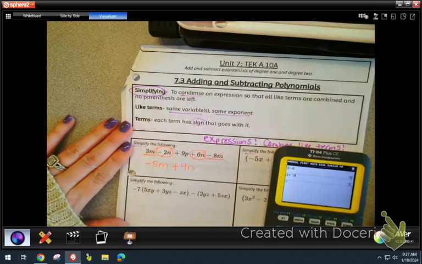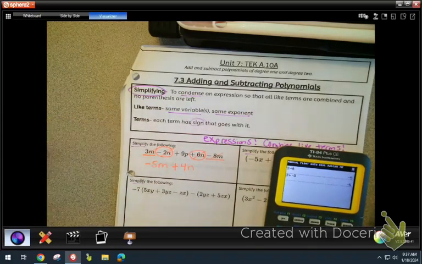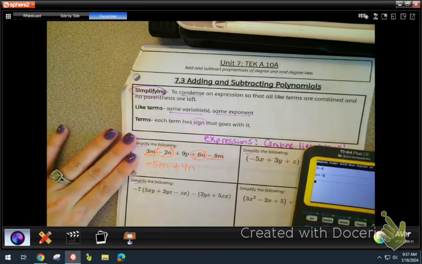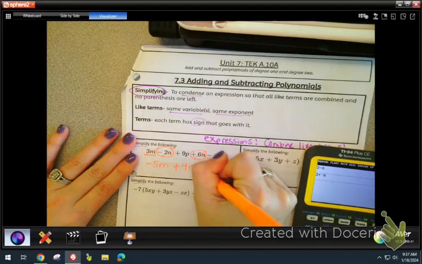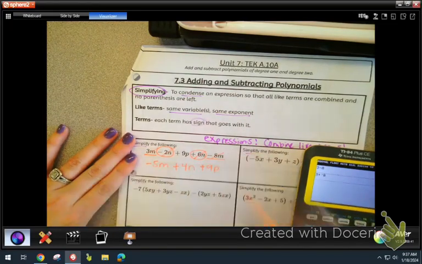Check, check. And then the last thing I have is a positive 9p. Is there anything to combine that with? Can I just get rid of it? No, what do I have to do? I have to put the p, and I have to put a plus sign in front of it. And there's my answer.